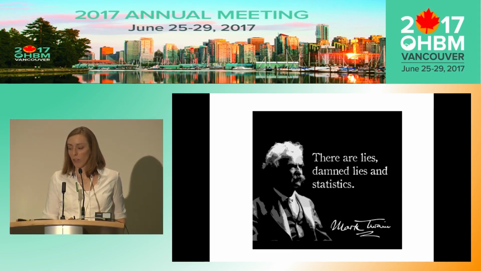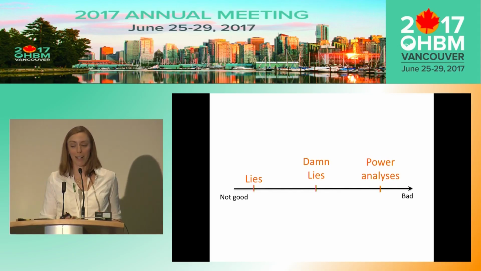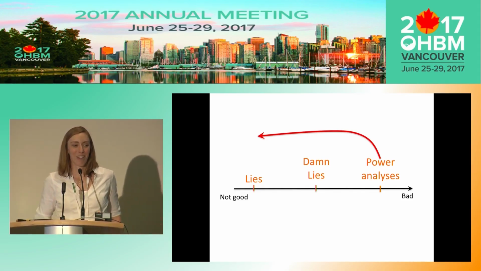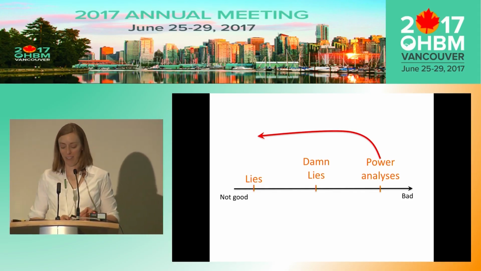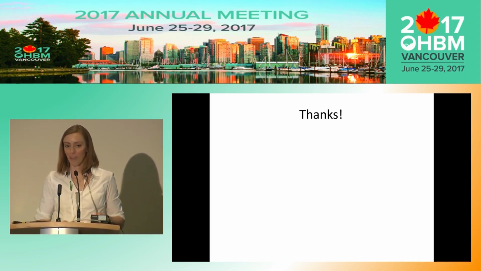There's this quote, I'm sure you've heard it before, attributed to Mark Twain: there are lies, damn lies, and statistics. And so my goal is that on the spectrum from not good to bad, where lies are here and damn lies are here, I'm hoping that power analyses don't end up here, but that we can help push them at least closer to a little bit below lies. They're never going to be perfect, right? Because if we knew the effect sizes, we wouldn't even have to run the study in the first place. But we need to make them more useful tools than they sometimes are. So that is it. So thank you.